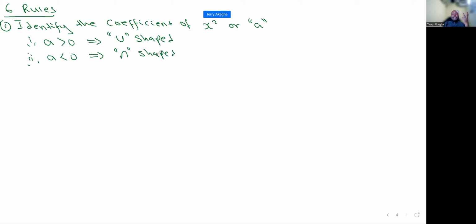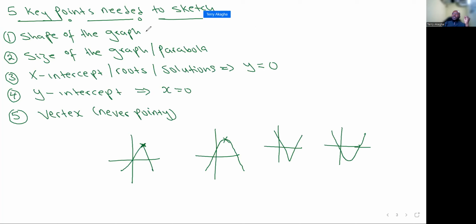Okay, so remember, a can never be 0. Remember, we talked about it in the quadratic equation. It is either greater than 0 or less than 0. Now, if it's greater than 0, basically it's positive, it's U-shaped. If it's negative, it's N-shaped. So basically, we mean positive, all right? It's U-shaped, and if it's negative, it's going to be N-shaped. So remember, we've gotten the first one. The first thing you need to do is to find the shape of the graph.